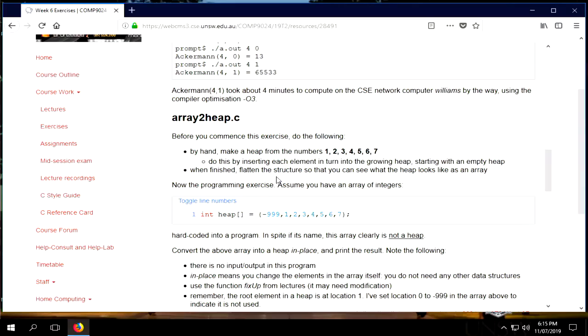Next one comes in, 5. It's bigger than the parent, swap them. Bigger than the parent, swap them. Next one comes in, 6. Bigger than the parent, swap. Bigger than the parent, swap. Next one comes in, bigger than the parent, swap. Bigger than the parent, swap. We're finished.